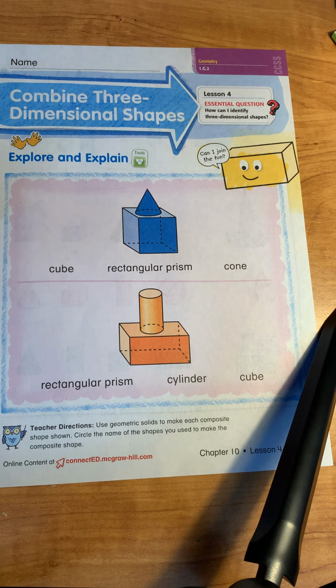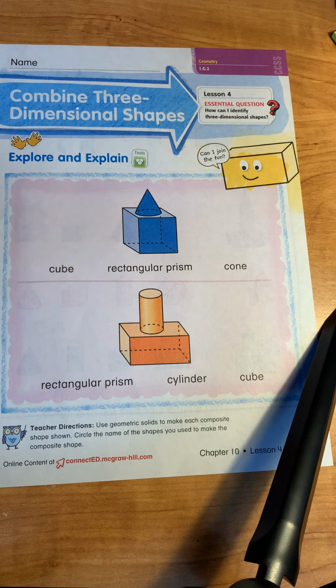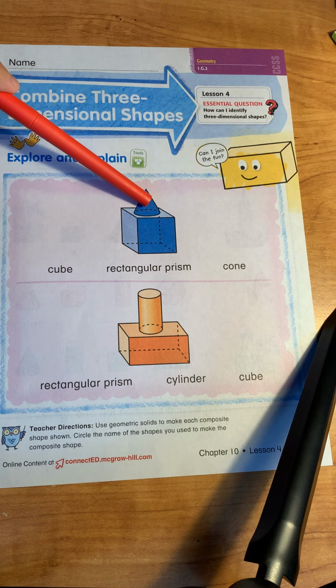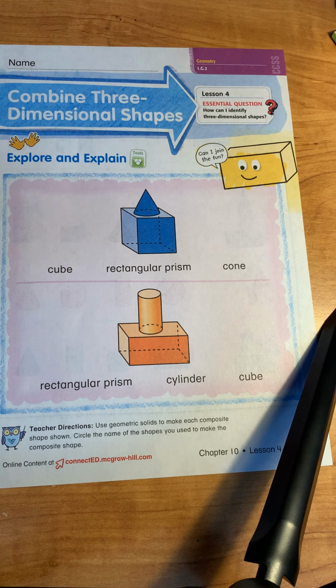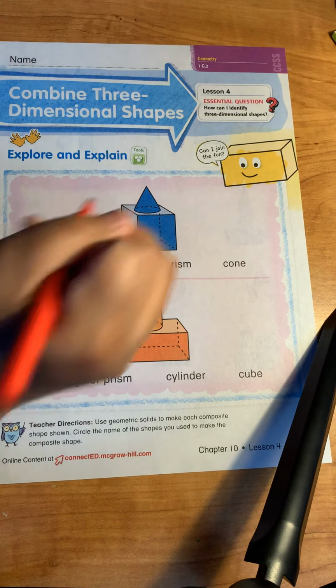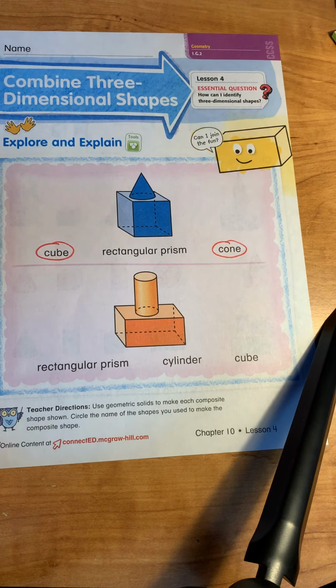So let's look at this first one. Okay, first, what shape do we see? We see a blue cube, and then we see a blue cone. So this is a composite shape because this one shape is made out of two different three-dimensional shapes. It is made out of a cube because we see the cube right here, and then right on top we see the cone.